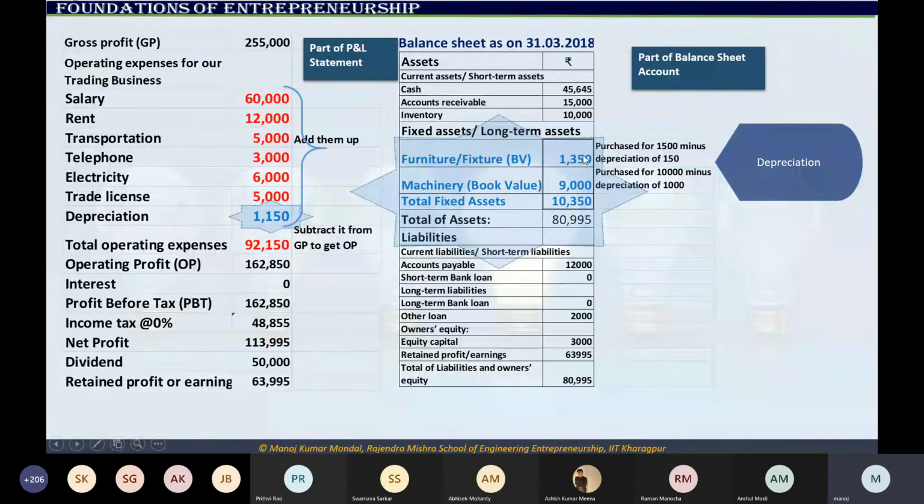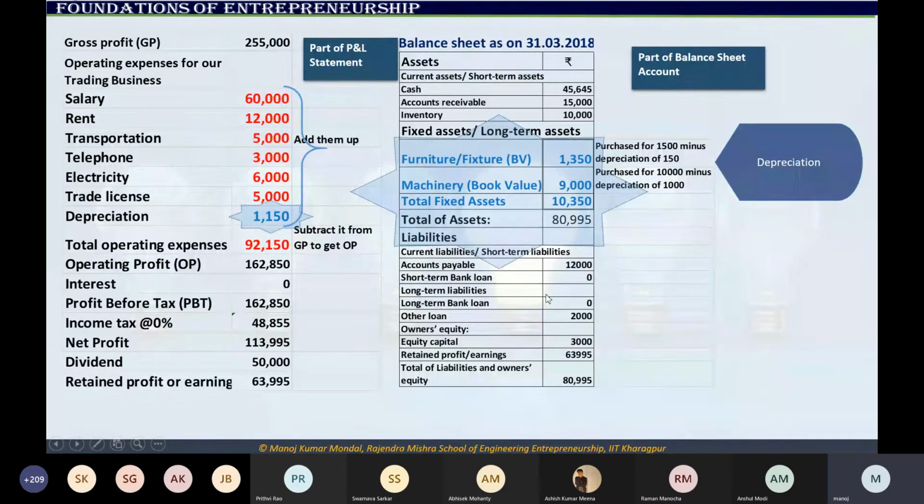Earlier we were showing it as 1,500, but now because it has depreciated, it has lost value. So the book value becomes 1,500 minus depreciation. Machinery: original value was 10,000 rupees minus depreciation of 1,000. So whatever remains, 9,000, comes here. That is how you prepare the balance sheet. Look at this: total asset is 80,995, total liability is 80,995.